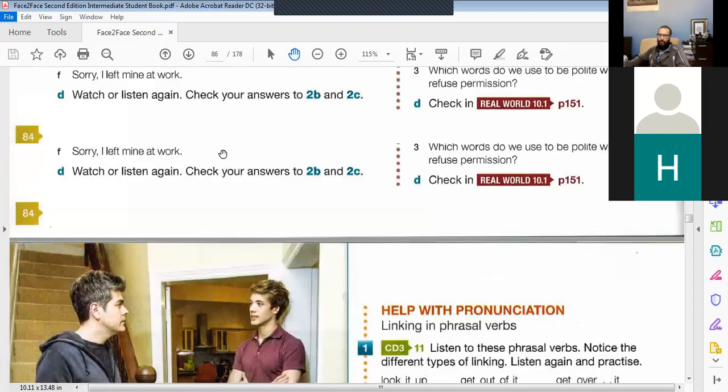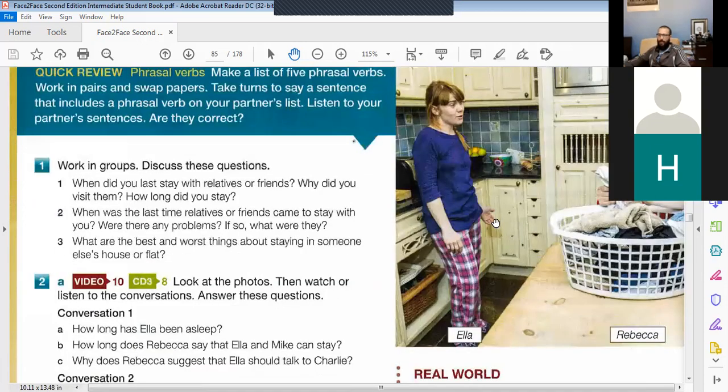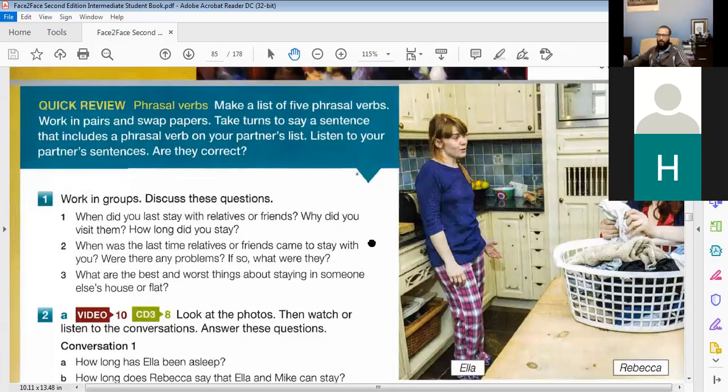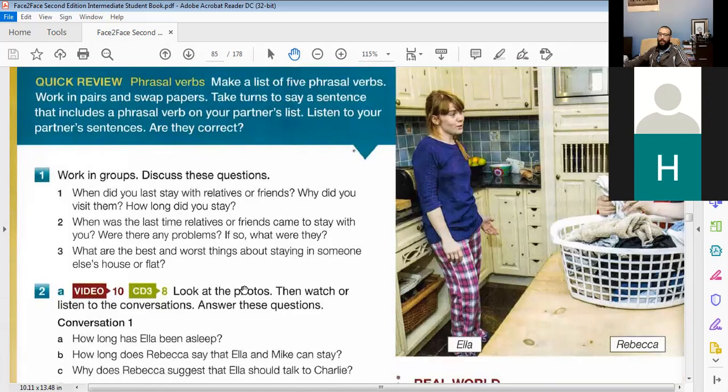Okay, so what's the relationship between Ella and Rebecca and also Mike and Charlie? Are they relatives? Did they say they were relatives? No, I don't hear what the relationship is. Maybe they're just friends. Yeah, they're friends. Do you remember the lesson when we talked about going to India? Yes. So now in this story, Ella and Mike are back from India.